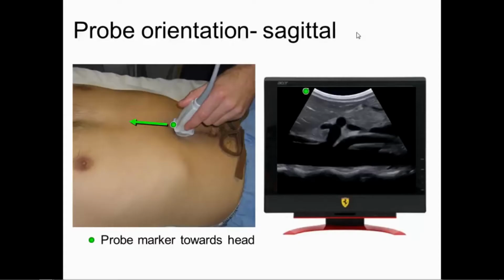So here, for example, we're looking at the abdominal aorta, and we want to look at a sagittal view, so the probe marker is facing up towards the patient's head.